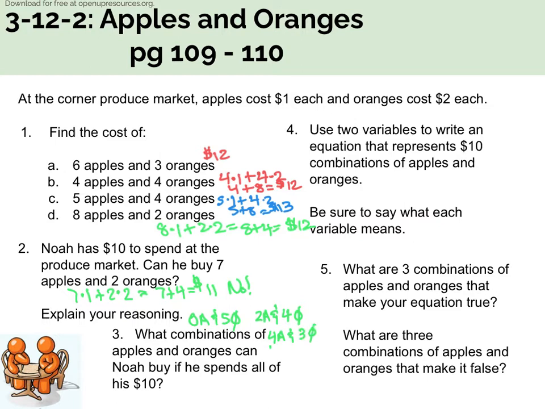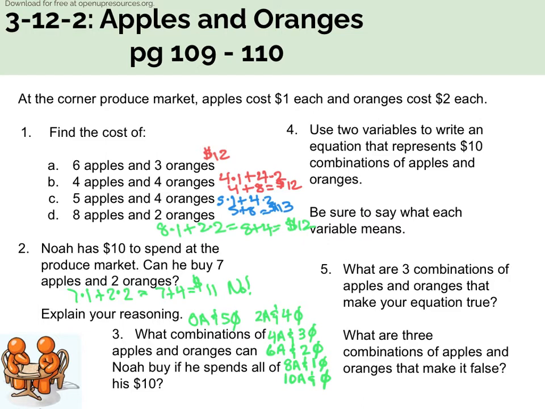We can have 6 apples and 2 oranges. We can have 8 apples and 1 orange, and we can have 10 apples and 0 oranges. So these are the combinations that we can go ahead and have for the $10 that Noah wants to buy.